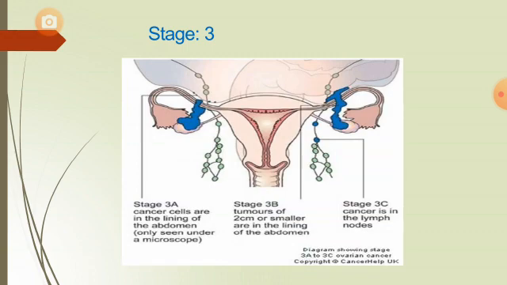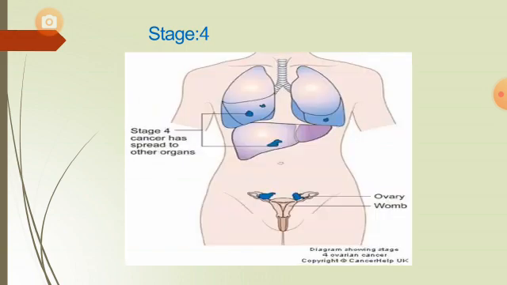In stage 3, the tumor reaches the lining of the abdomen. In 3A, it is only seen microscopically. In 3B, the tumor is 2 centimeters or smaller. In 3C, even the lymph nodes are involved. And in stage 4, the tumor metastasizes outside the pelvis and the intestine and reaches other organs like the liver and the lung.